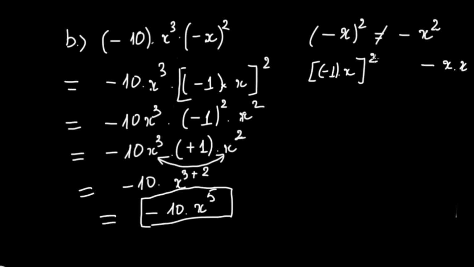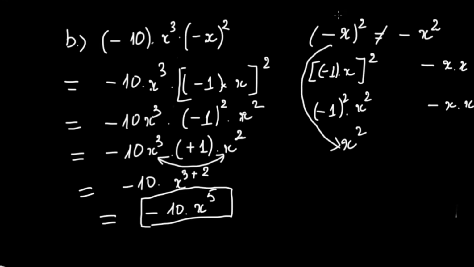The power of 2 right here will be applied to each term inside. So we have negative 1 squared times x squared. And the right hand side is just negative x times x right here. You see negative 1 squared, you have 1. And then x squared is x squared. So we put x squared on the left hand side.